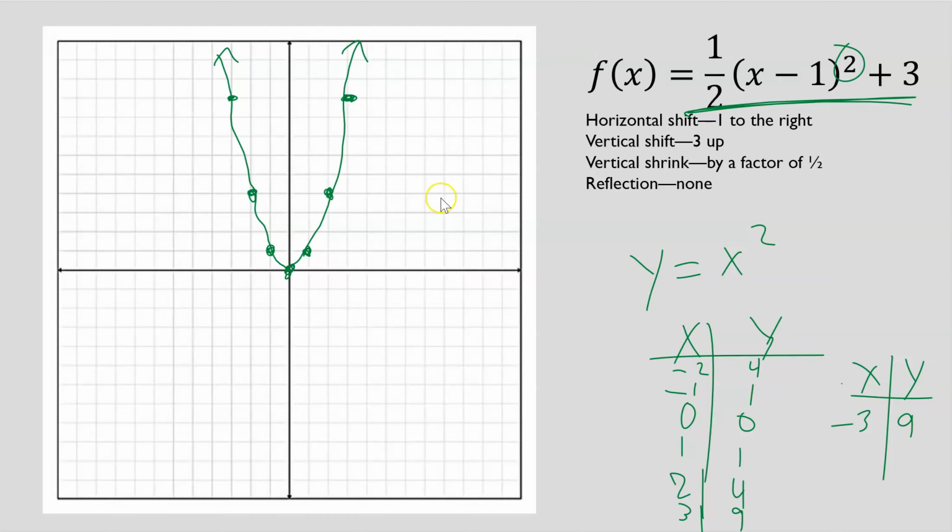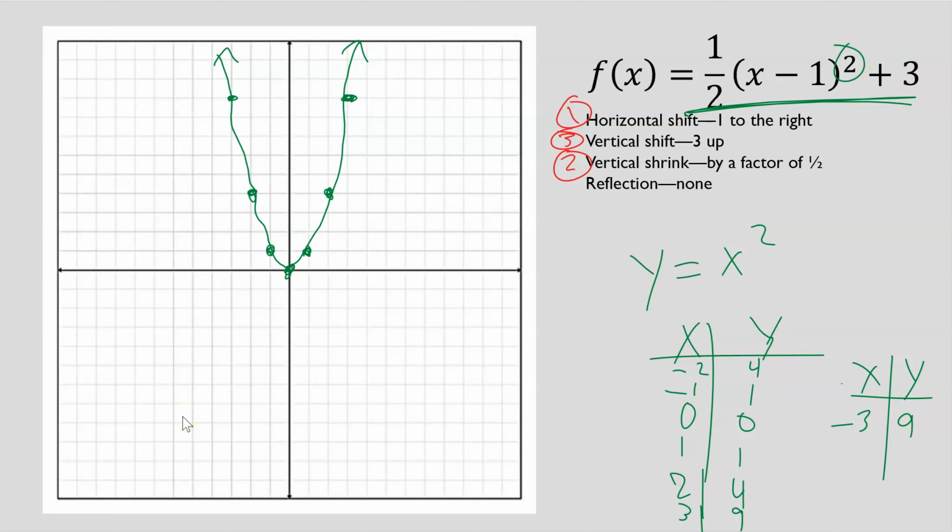Now that I have all these key points, all I need to do is move them around, right? Shift them, reflect them. Well, no reflection. Shift them and stretch them, and that's about it. The first thing I'm going to do is the horizontal shift. Then I'm going to do the vertical shrink. Then I'm going to do the vertical shift. In that order, because of order of operations, I start on the inside and work my way out. -1 comes first, then times 1/2, then +3.